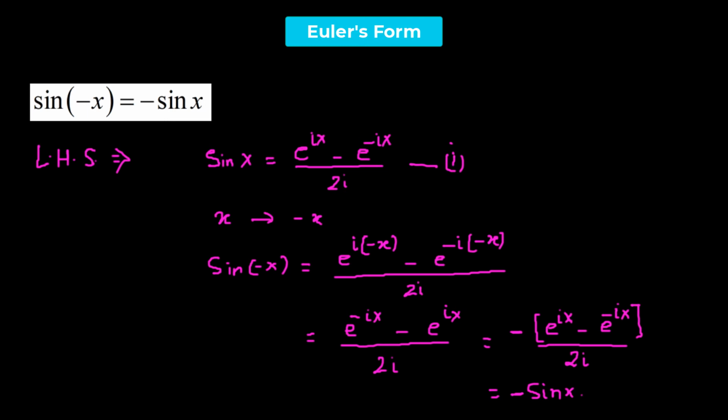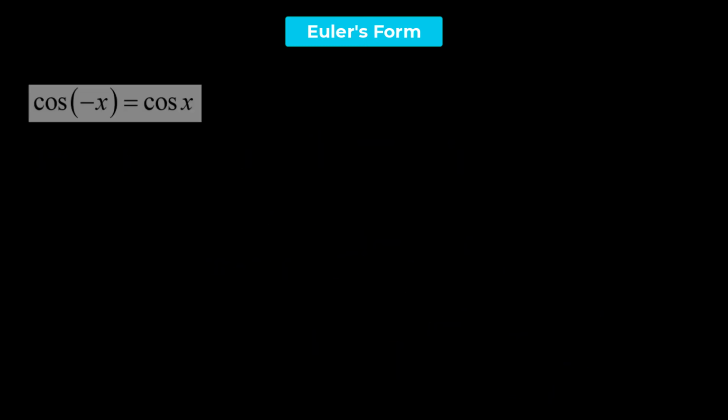So let's try that with the cosine function as well. We start with Euler's form. Cosine of x is equal to e raised to the power of ix plus e raised to the power of negative i times x, whole divided by 2.